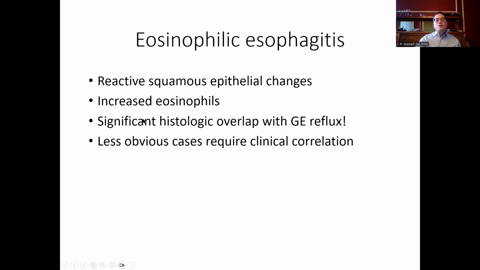But one of the catches, though, is that more subtle cases of eosinophilic esophagitis can have a lot of overlap with gastroesophageal reflux, which has the reactive epithelial changes. It has increased eosinophils. And so in cases of EOE where the number of eosinophils isn't so prominent, it's really hard to differentiate between the two. And so you really want to correlate with your endoscopic and clinical findings.